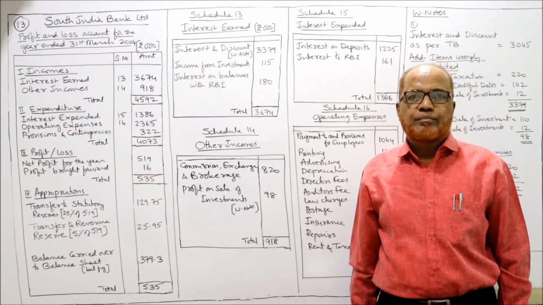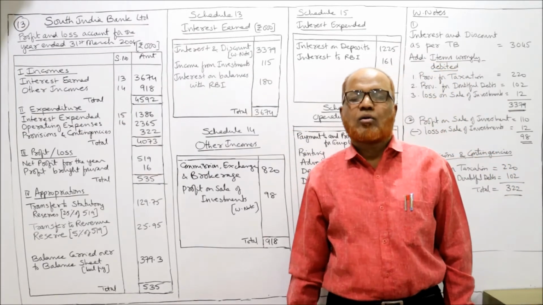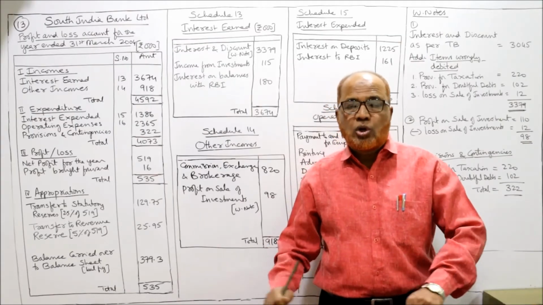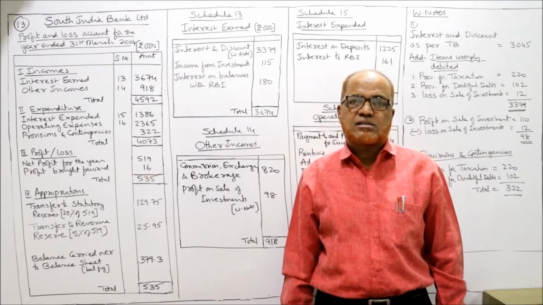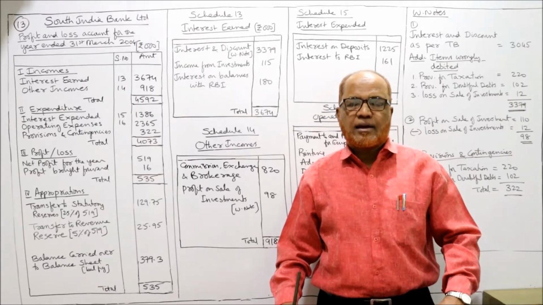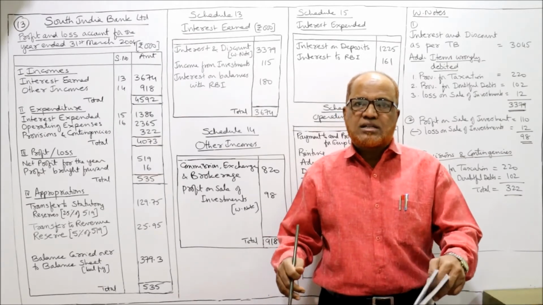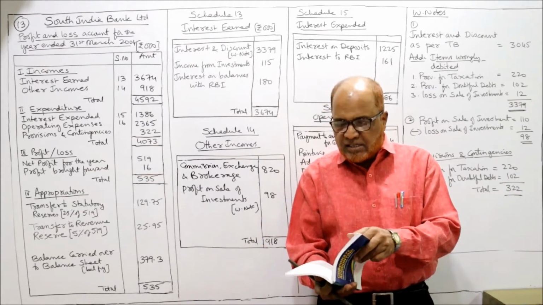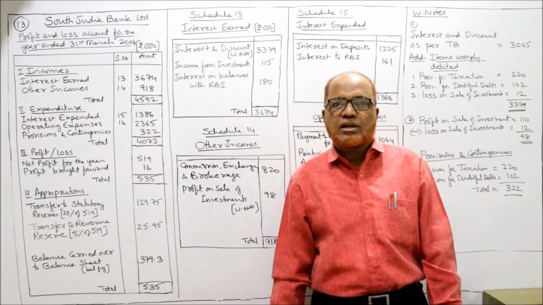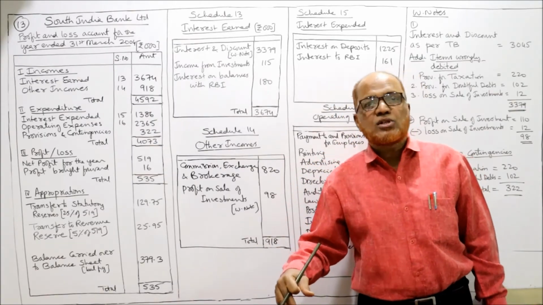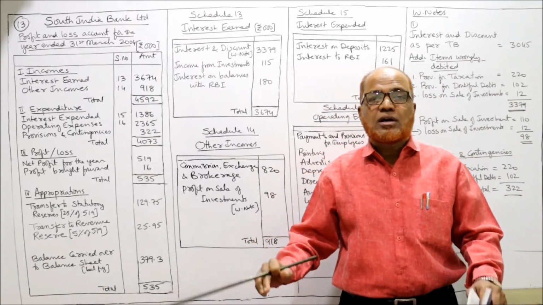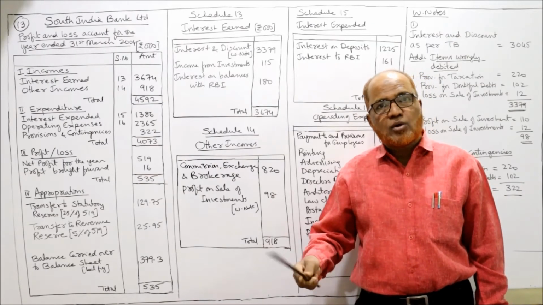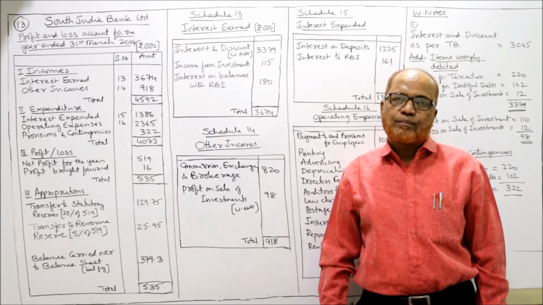But according to the format, according to the provisions of the Banking Regulation Act, these items should not be adjusted in interest and discount. The bank has adjusted these four items in interest and discount, and after adjusting, interest and discount is 3045. So according to the provisions of the Banking Regulation Act, this is not correct. It is incorrect. So whatever has been adjusted, we will reverse it.